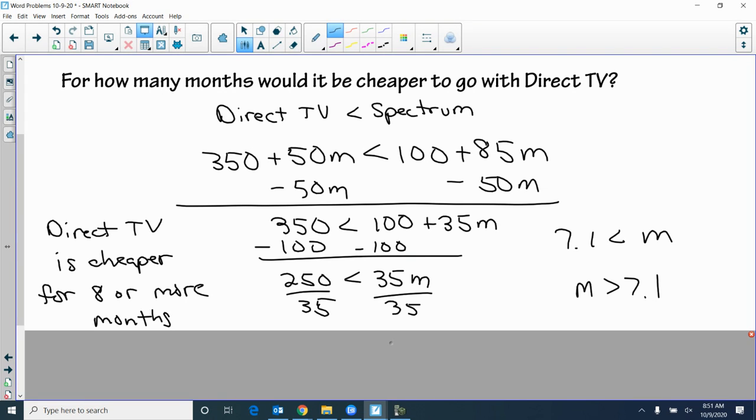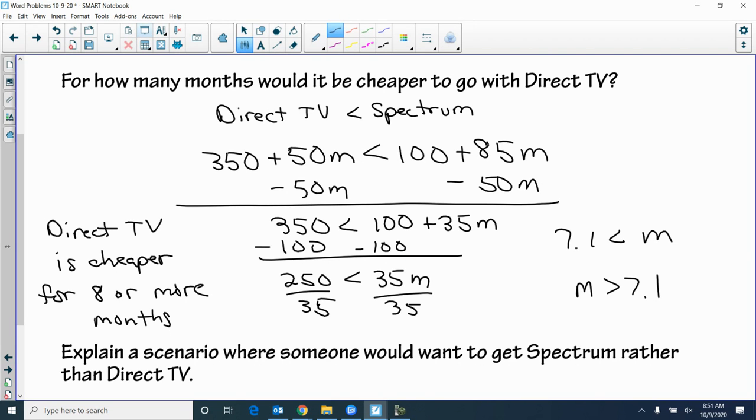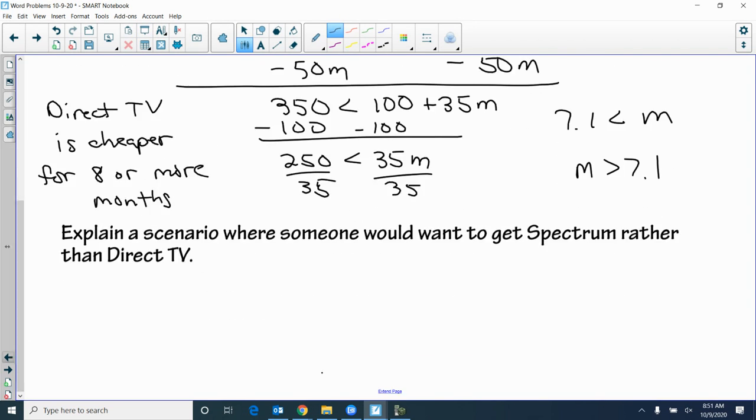So, if you're gonna keep it for a long time, you're gonna go with DirecTV. Now, this can be a hard question to answer, and it has more than one answer that is right, but it also has answers that are wrong. It says, explain a scenario where someone would want to get Spectrum rather than DirecTV. I just told you DirecTV is cheaper for 8 or more months. But when would somebody want to get Spectrum?